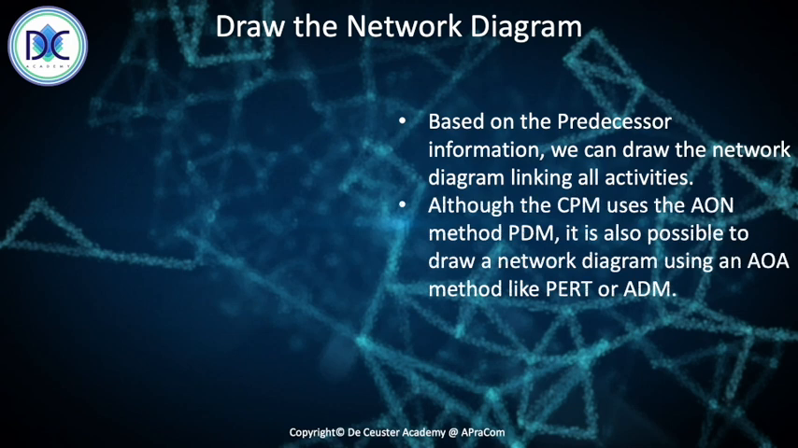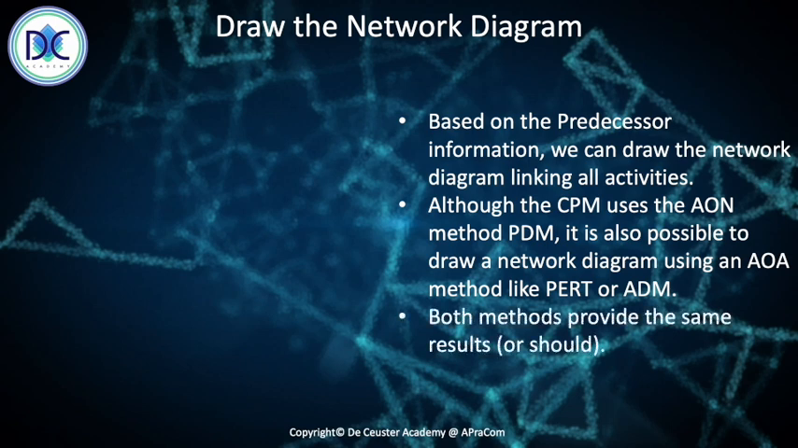Although the original CPM was based on the activity on the node, we have the precedence diagram method, we can also use the other methods, the activity on the arrow, to draw the network diagram, we may find a PERT or an ADM network. Both methods should provide the same result.